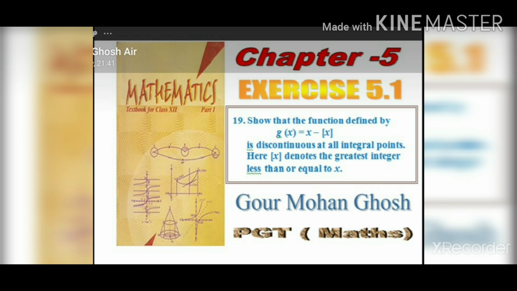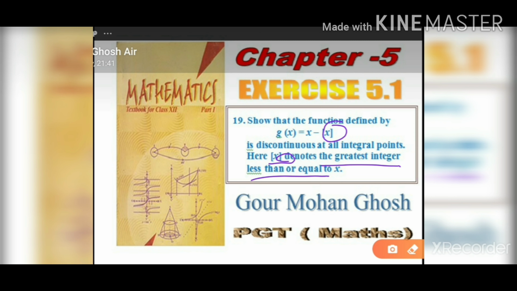So the question is: show that the function defined by g(x) = x minus [x], where [x] is the greatest integer, is discontinuous at all integral points. Here [x] denotes the greatest integer less than or equal to x. So what is the meaning of this? It must be an integer, and it will be the greatest integer which is equal to x or less than x.